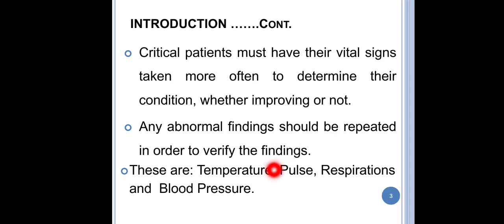Okay? So of course, these vital signs we're talking about, we have temperature, we have pulse, we have respirations, and we have the blood pressure. These are very much important parameters.